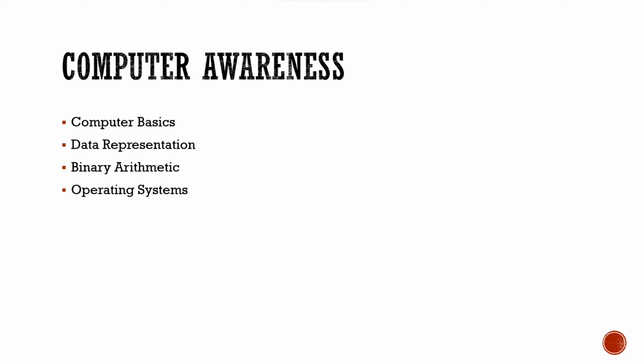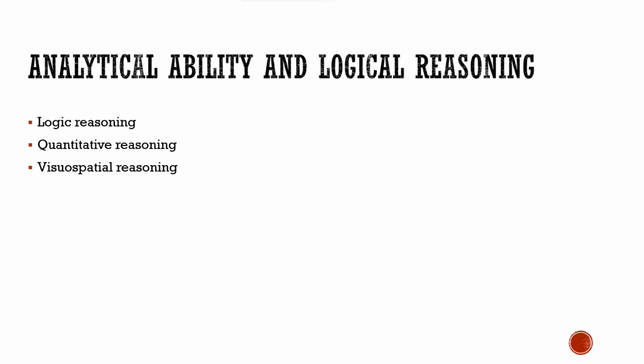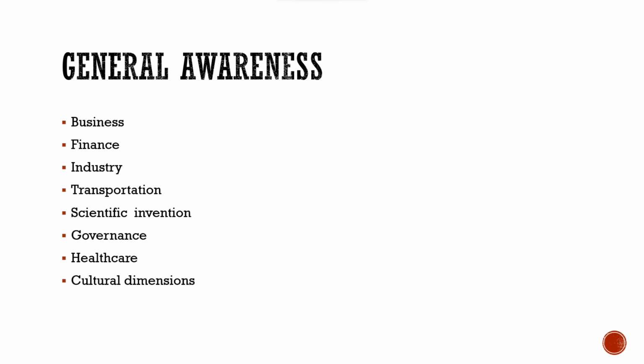MCA aspirants, this is the third section, that is analytical ability and logical reasoning. In this, logical reasoning questions are going to come and quantitative reasoning questions are going to come. So guys, as you see, this is general awareness; in MBA there is general knowledge. The same thing that you saw in MBA, a little bit of the same topics are here also, that is general awareness. In that also no negative marking.